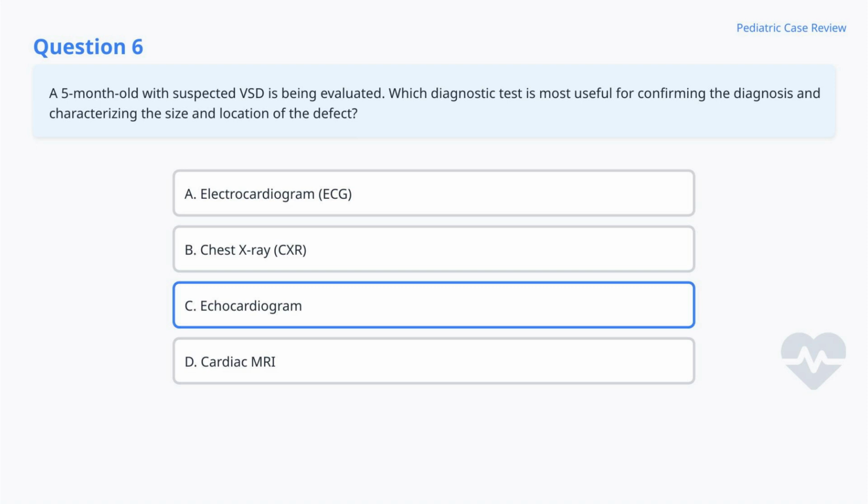A 5-month-old with suspected VSD is being evaluated. Which diagnostic test is most useful for confirming the diagnosis and characterizing the size and location of the defect? Your options are A. Electrocardiogram or ECG, B. Chest X-ray or CXR, C. Echocardiogram, or D. Cardiac MRI. Consider which imaging or diagnostic modality provides the most detailed information about cardiac anatomy and blood flow in real time.